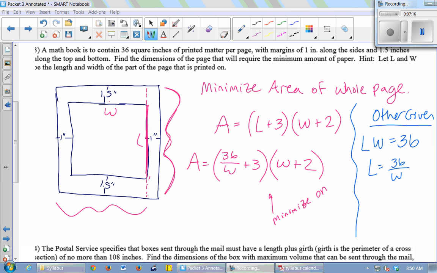if we made W 0, there would be no page, right? So, but we could make it really, really small, right? So we'll put 0, but not including 0. And then what about the biggest W could be? Infinity, yeah, because we can make W as big as we want. It just would make L really, really tiny. So our interval that we're looking on is 0 to infinity to minimize this guy.